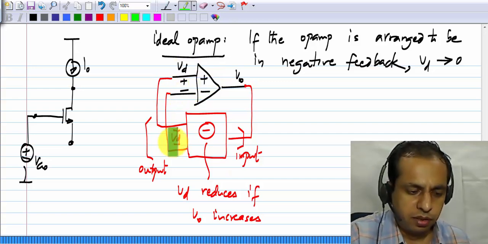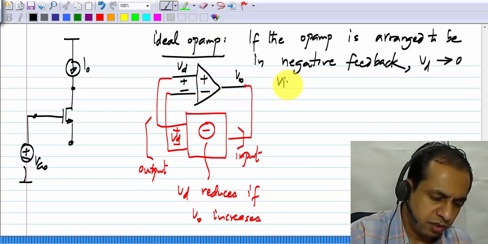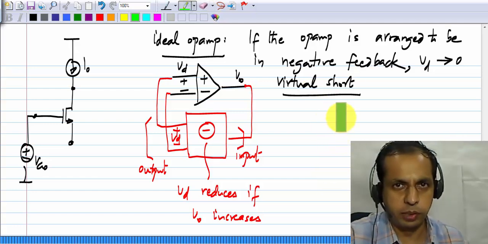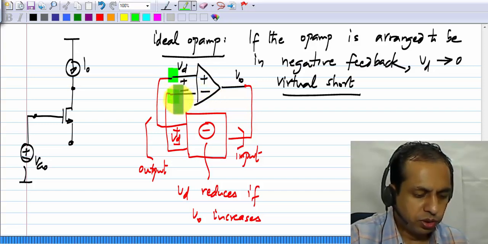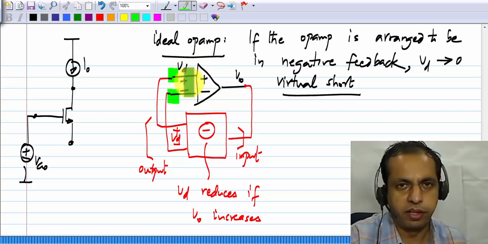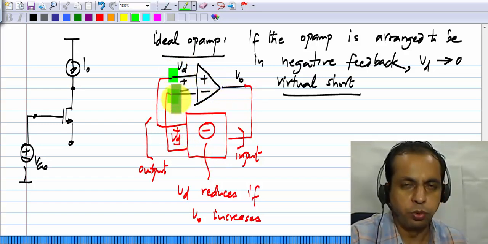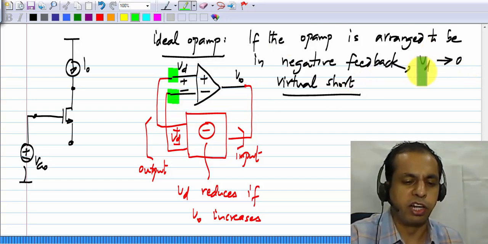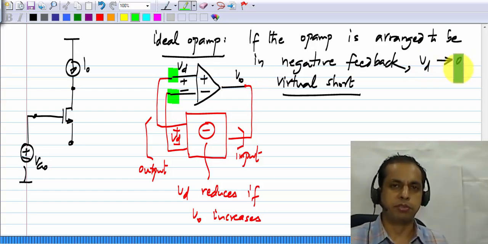Okay, that is, the difference between these two terminals will be forced to 0 by the op amp. Okay, and this concept of VD being forced to 0, this is known as the virtual short. Okay. Now, if two nodes are shorted to each other, obviously they will be at the same voltage. In the case of an op amp operating in negative feedback, these two terminals are not shorted together. There is no wire connecting them. But this op amp and the negative feedback together will force these two voltages to be exactly the same, and that is what the ideal op amp does. Okay. In case of a real op amp, VD will become very small, but not exactly 0. In case of an ideal op amp, it becomes 0.